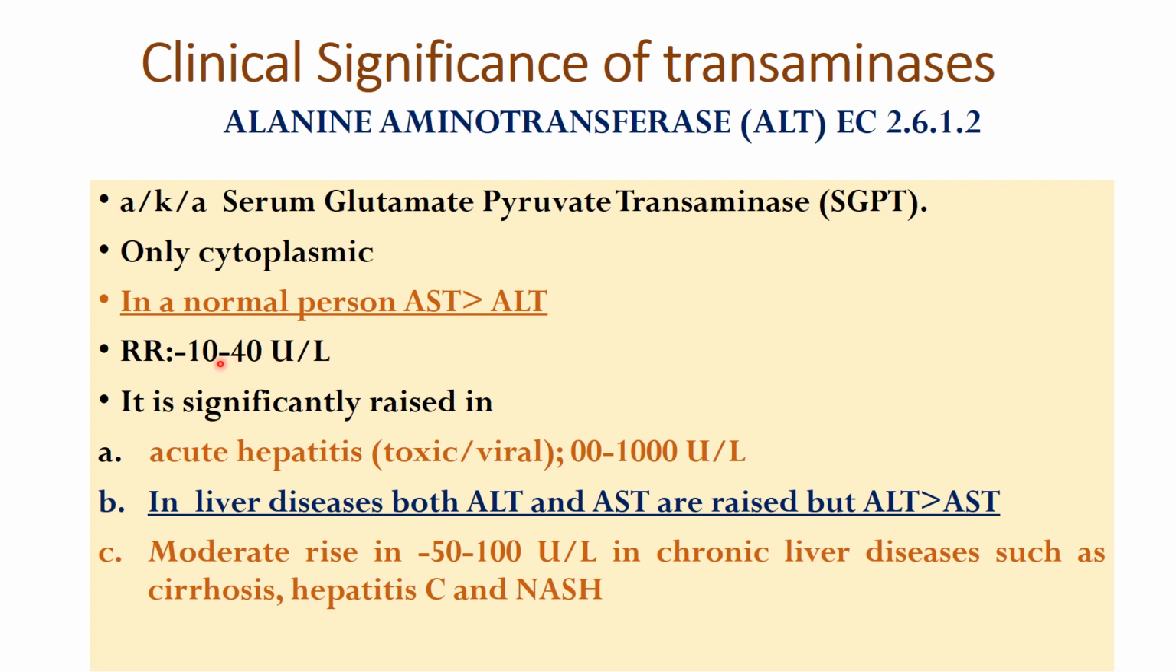Its reference range is 10 to 40 units per liter. It is significantly raised in acute hepatitis. In liver disease, both ALT and AST are raised, but ALT is greater than AST. So this helps you to differentiate between alcoholic liver disease, where AST is greater, and in liver cirrhosis it is ALT which is greater. So there is a moderate rise from 50 to 100 units per liter in chronic liver diseases such as cirrhosis, hepatitis C, and NASH.